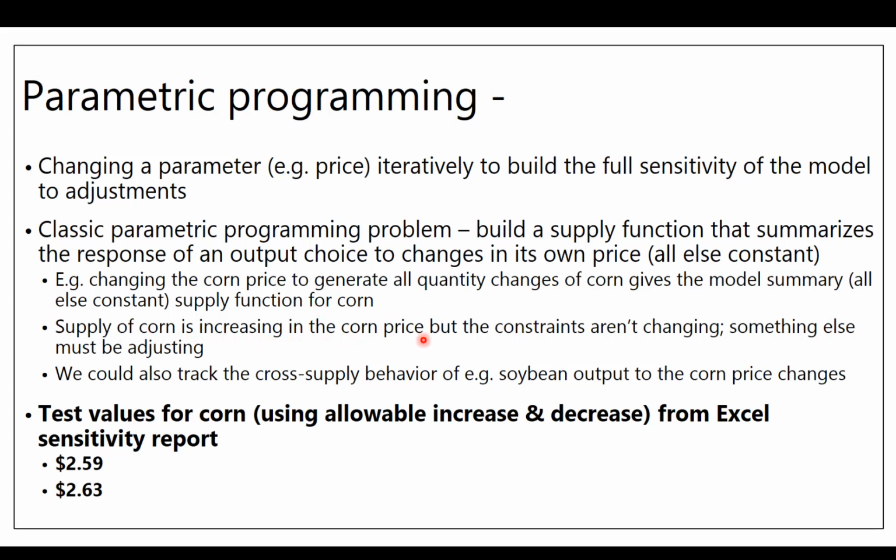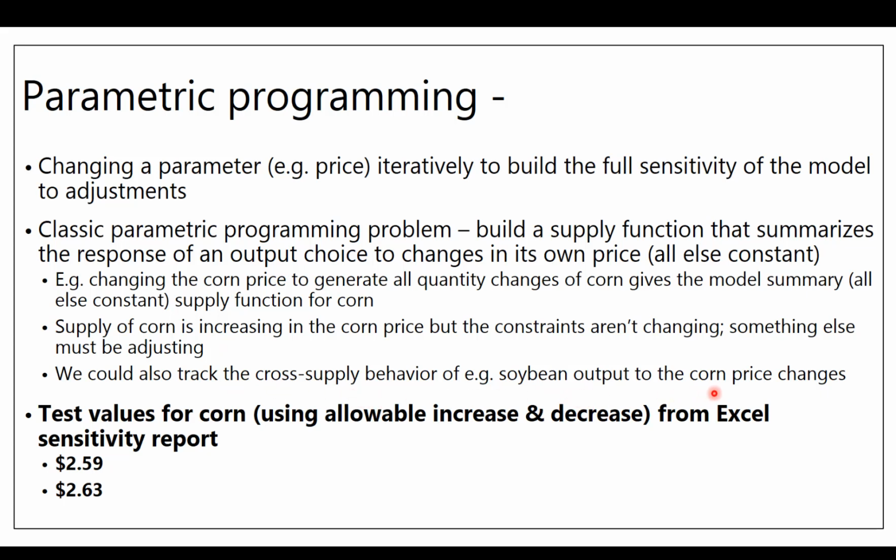We expect the supply of corn to be increasing in the corn price, but the constraints aren't changing. So something else has to be adjusting, right? So it must be the case that corn price adjustment causes us to shift resources away from something else and bring them into corn production if we get that increasing return, or that upward sloping supply behavior. We can also track cross-supply behavior.